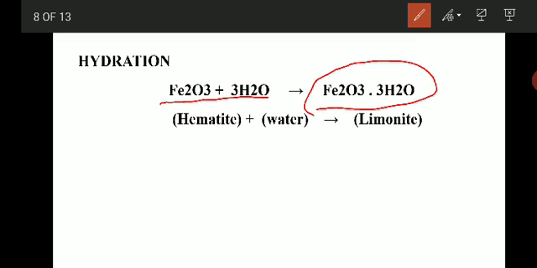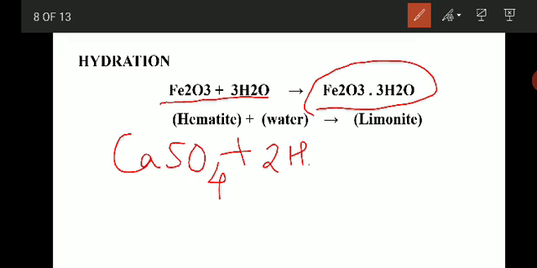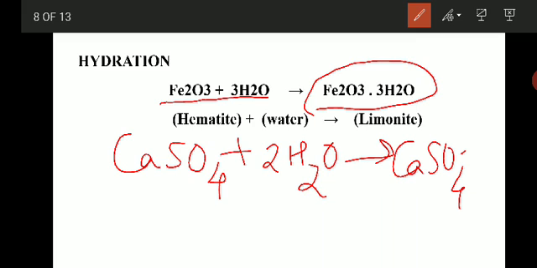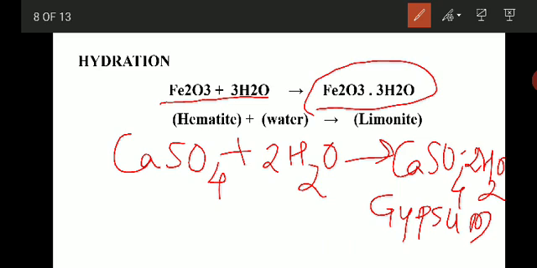One more example is anhydrite, that is CaSO4, calcium sulfate, plus 2H2O. This gives rise again to addition of water molecule, CaSO4.2H2O. So this is one more example wherein anhydrite, that is calcium sulfate, reacts with water and converts to gypsum. So the end product is gypsum. This chemical reaction takes place in hydration.